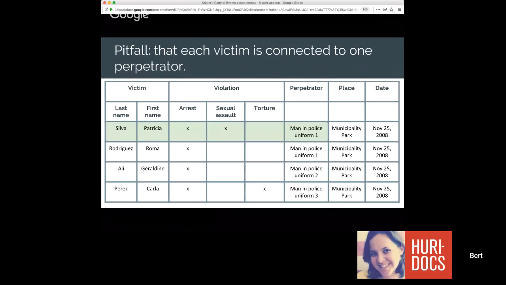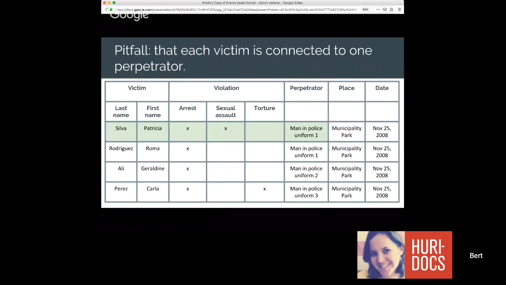Here you see an example of a presentation of a relational director, where at the left you have the victims, Patricia, Roma, Geraldine, and Carla. And you can then just follow the lines to see what happened to each person. You can see Patricia was arrested, Roma was arrested, Geraldine and Carla, they were all arrested. Then later on, Carla was also tortured, Patricia was assaulted. And then you can also identify the perpetrators related to the arrest, to the sexual assault, and to the torture.